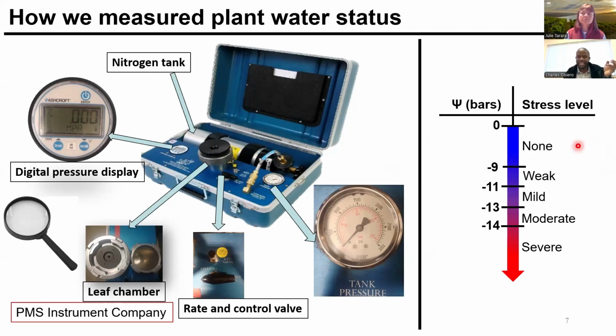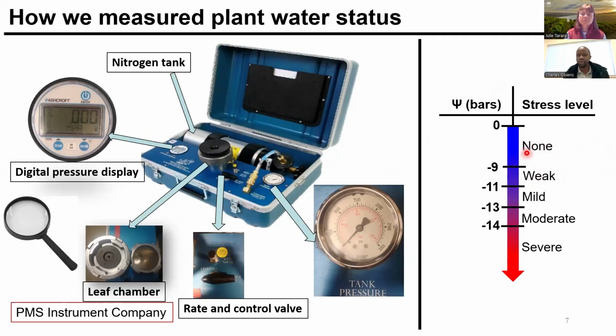Now, the readings that we are going to get from here, this is how they make sense. If we have from 0 to -9, it is negative because we have a tension. So it's tension, that's why it's negative. So from 0 up to -9, there is no stress. So we are not worried.